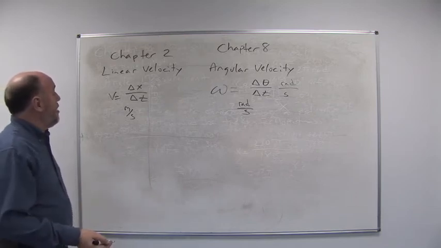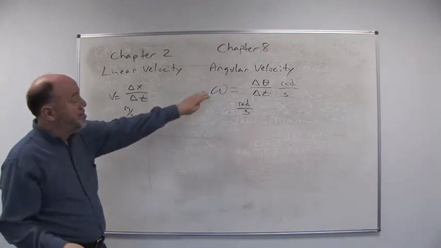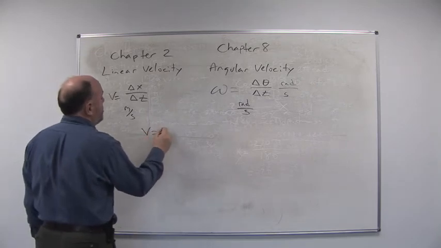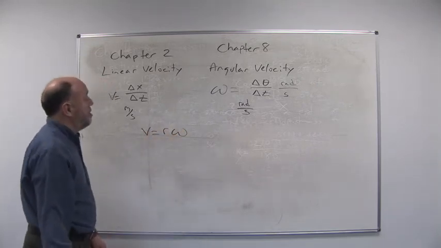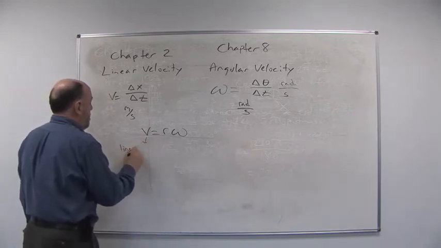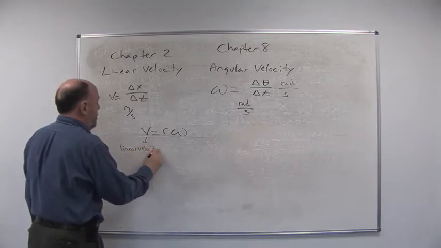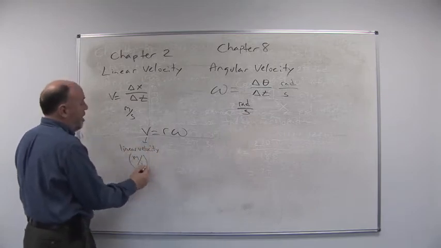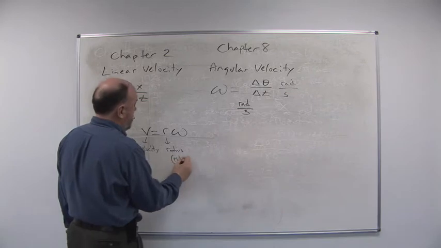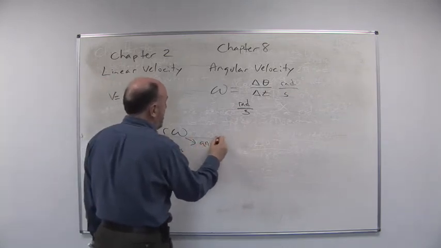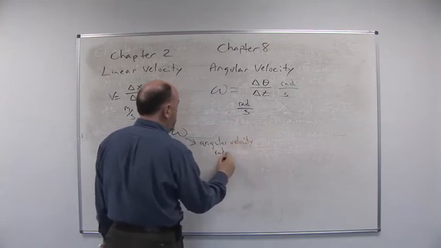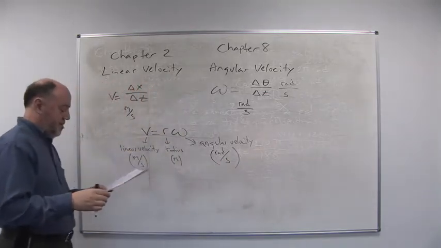Well, there is an equation that relates linear velocity to angular velocity, and that equation is that v is equal to r times omega. Okay. So this is the linear velocity, which will be in meters per second. r would be the radius, which will be in meters. And then this is the angular velocity, which will be in radians per second.